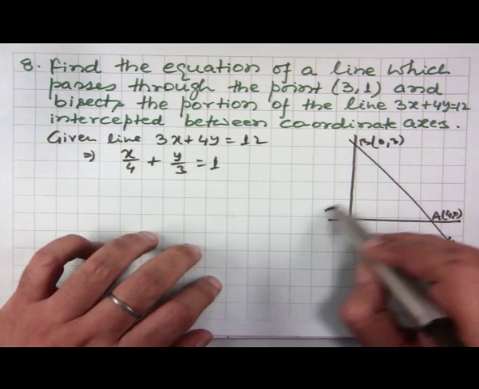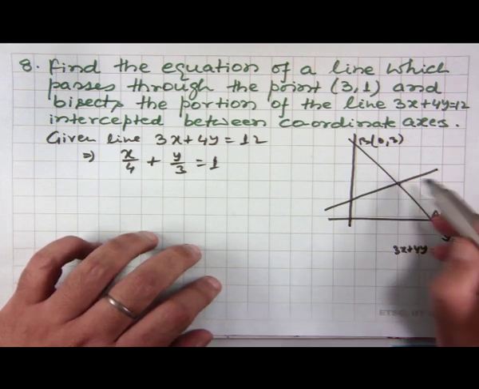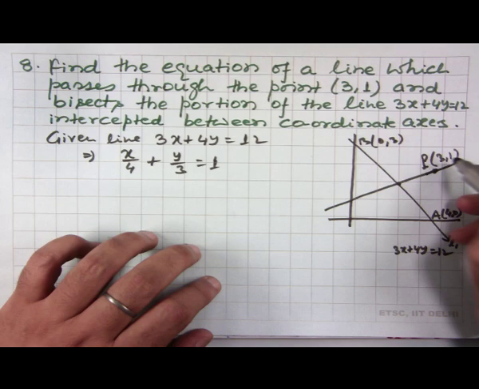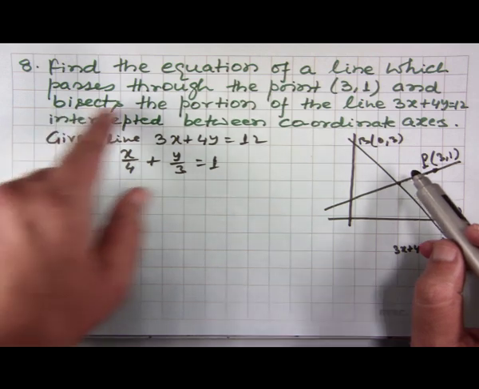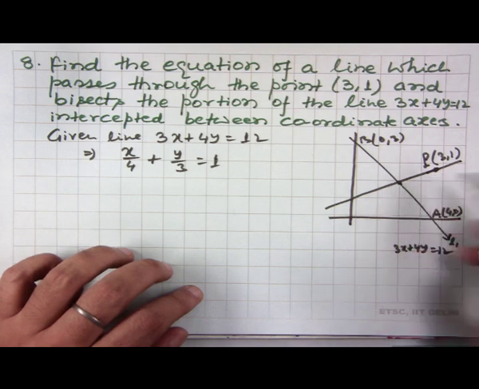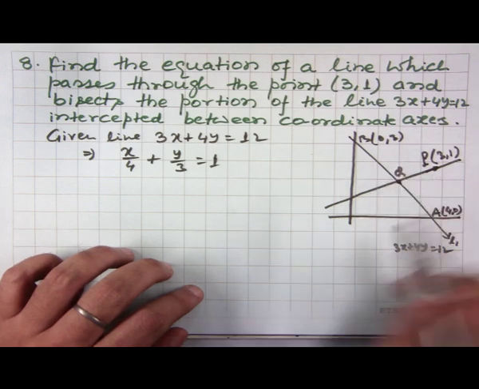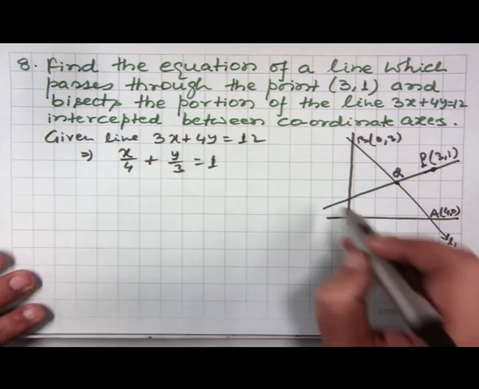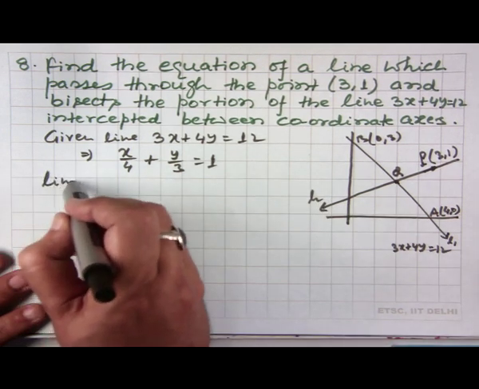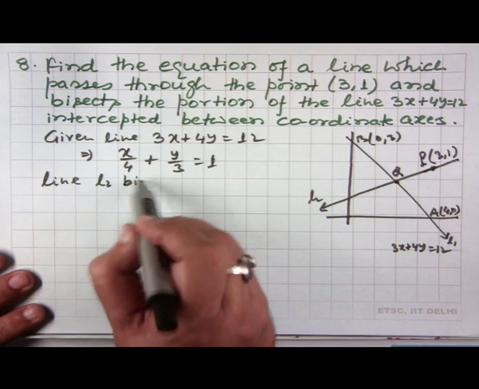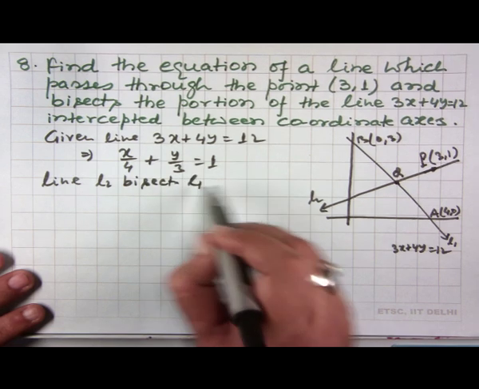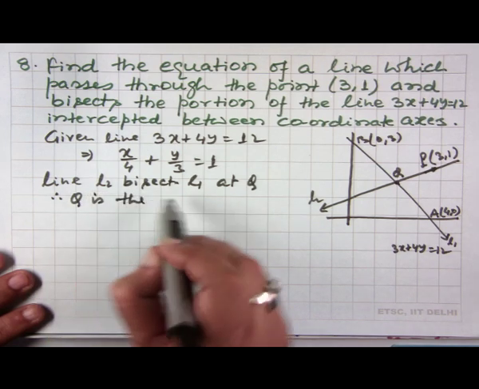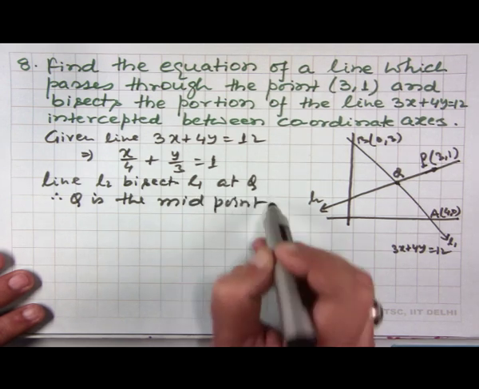We have to find the equation of this line which passes through the point (3,1), say this point is P, and bisects the portion of the line. It means this point, say Q, is the midpoint of AB. According to the question, the line PQ, say this is line L2, bisects L1 at Q. So Q is the midpoint of AB.